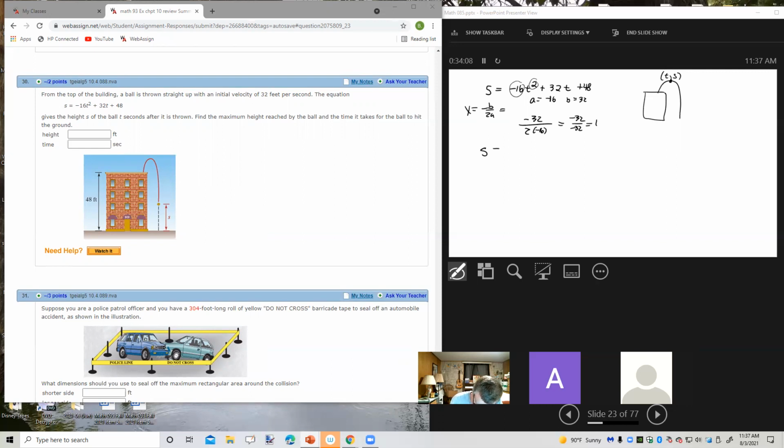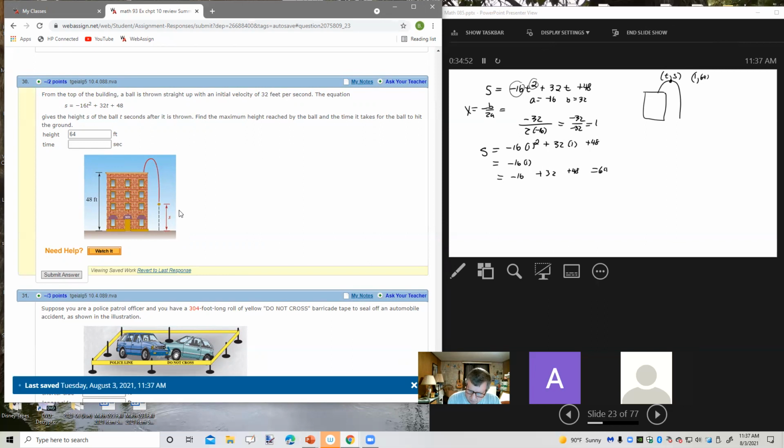So what is the height when the time is 1 second? One squared is 1, and times negative 16 is negative 16, and then 32 times 1. So what do we have there? We have 64. So our vertex is at (1, 64). So the time, 1 second; the height, 64 feet. Okay, so 64 feet. But we don't want the time that it reaches the maximum height. We want the time for when it hits the ground.